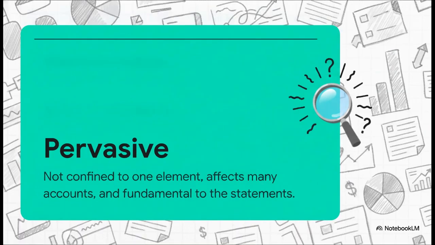But then we have pervasive. And pervasive is on a whole other level. This is a word you need to understand in your bones for the exam. An issue is pervasive if it's so widespread that it practically infects the entire financial statement. It's not just some isolated line item, it is fundamental to the user's entire understanding of a company's financial reality. Think of it like a systemic failure.